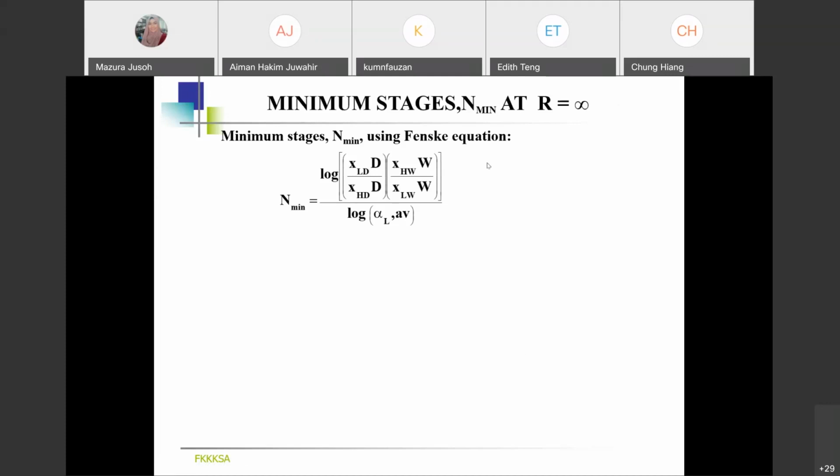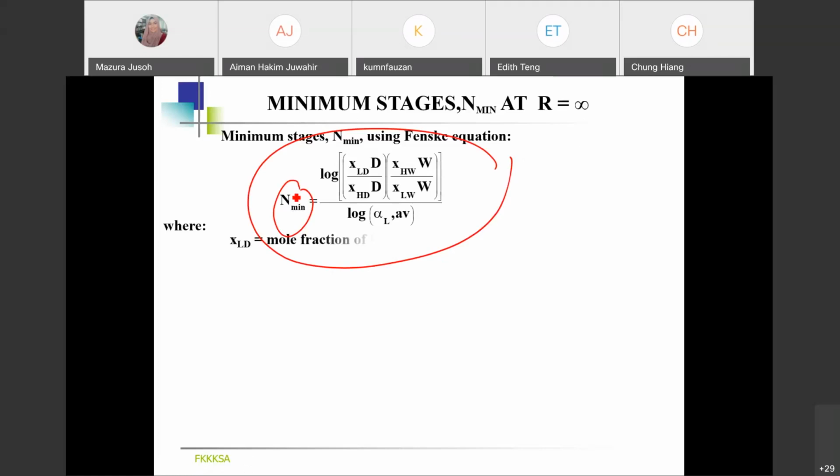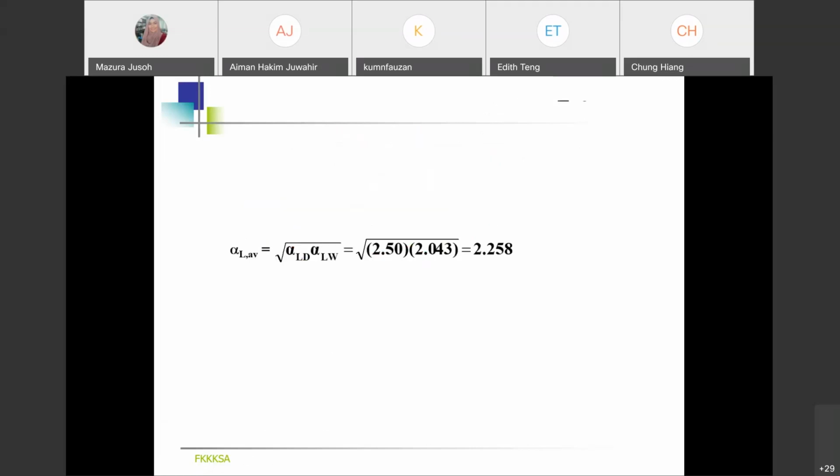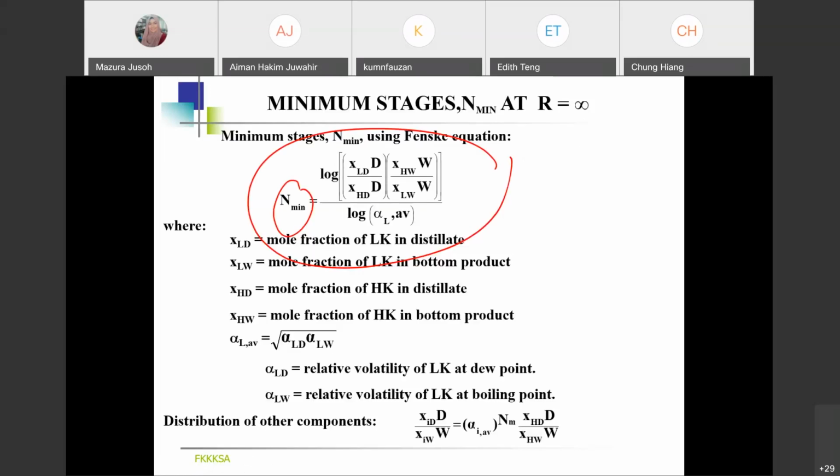Okay. So the reflux ratio at this condition is actually total reflux, which is infinity. At total reflux, you will get the minimum number of stages. So this is the equation that you're going to use to calculate the minimum number of stages, and you have all these. You don't have to remember them, because you can always refer to this slide when you do your test or your exam, but you have to get the whole of it.